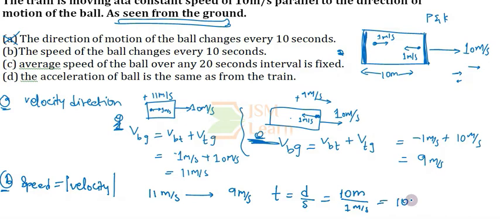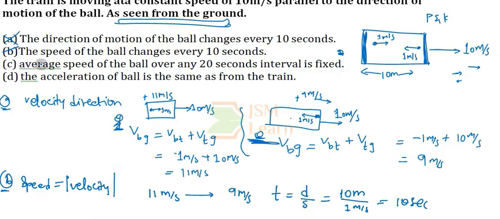So after 10 seconds, when the ball was moving with 11 meters per second velocity, its velocity with respect to the person standing on the ground became 9 meters per second, meaning its speed changed. Its speed changed after 10 seconds and this process repeats further. So after every 10 seconds the speed of the ball will change. So option B is also true.